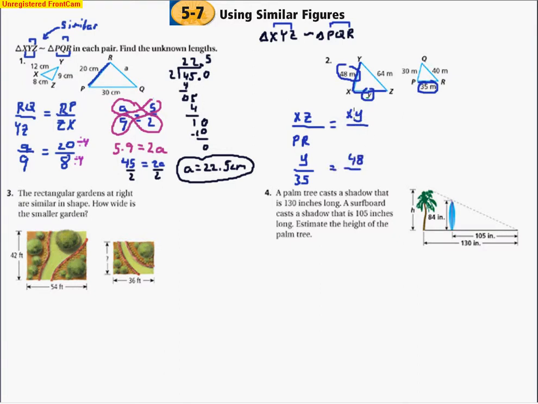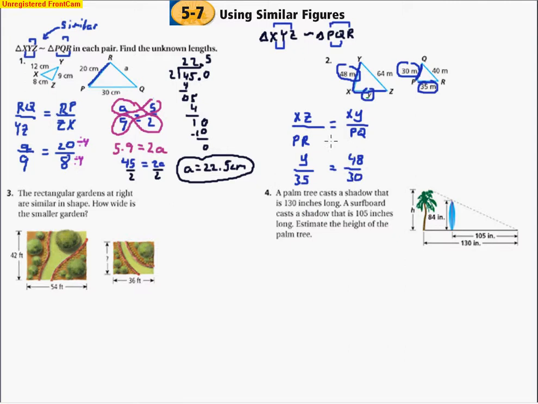Now I need to find the corresponding side to xy. So let's take a look at this. xy are these two letters here. So that means PQ. It kind of goes with what we think here. These seem to be about the same size. So PQ right here. So PQ corresponds to xy. Well, PQ is 30. So that's the number I'm going to use there, 30.